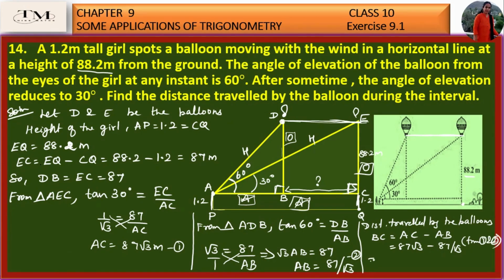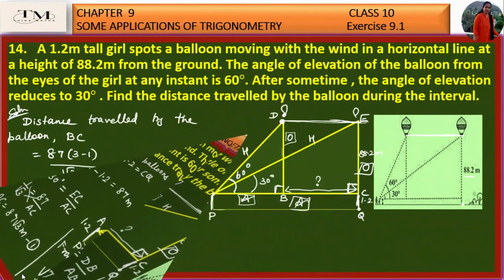What you have to do is take the LCM. Here also it should be root 3, so multiply by root 3. Root 3 is LCM. So 87, root 3 into root 3 is 3. So 87 into 3 minus 87, which is equal to 87 into 3 minus 1 divided by root 3. Okay children, let me do the calculation in the next page.